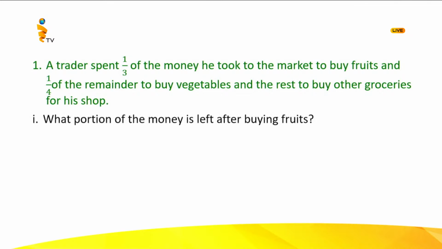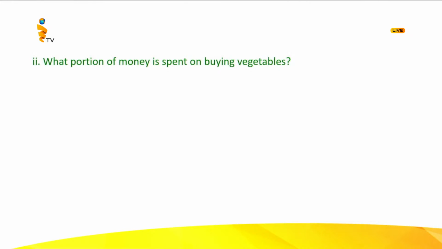The first question they ask is, what portion of the money is left after buying fruits? In the first sentence they tell 1/3 of the money is spent on buying fruits. So we are going to take the whole amount as 1, and when you spend 1/3 of it, that means you have to subtract 1/3 from 1. Then you will get the answer as 2/3. Let's move on to the second part.